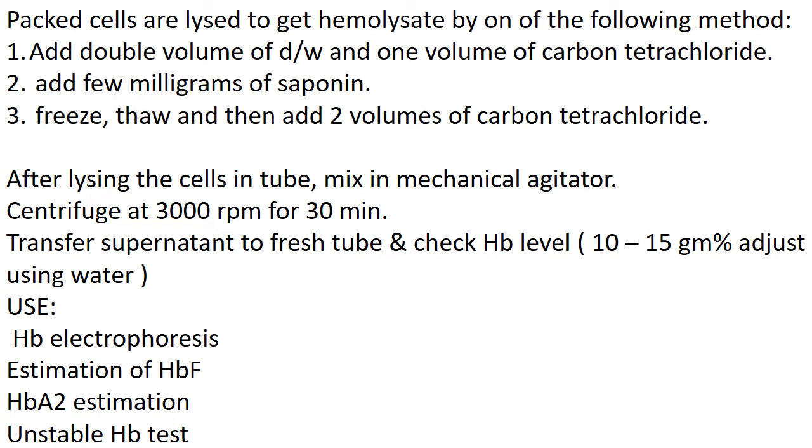lysis of red cells. Now after lysing, the cells in the tube are mixed in a mechanical agitator or shaken by hand. Centrifuge the content at 3000 rpm for about 30 minutes. Transfer the supernatant to a clean tube. Check the hemoglobin level. Adjust the hemoglobin level to about 10 to 15 gram%. For adjusting, you can use distilled water. Do not dilute the hemoglobin level below 10 gram%.